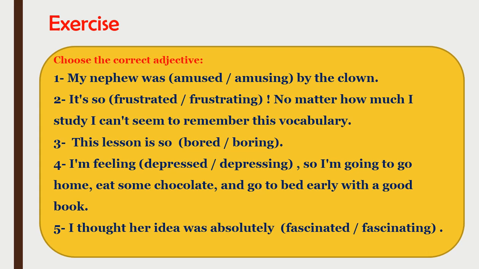Let's act as if you are answering, and after a minute I will give the answers. You choose the correct adjective. My nephew was amused or amusing by the clown. Think about it: am I describing a feeling, or am I describing something that caused the feeling? Yes, that's right. My nephew was amused by the clown. This means that the clown was amusing.